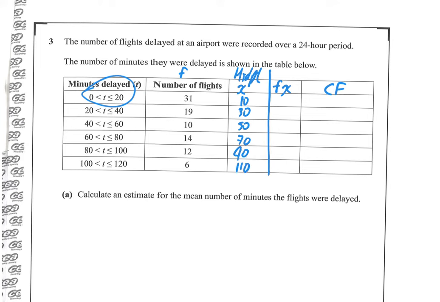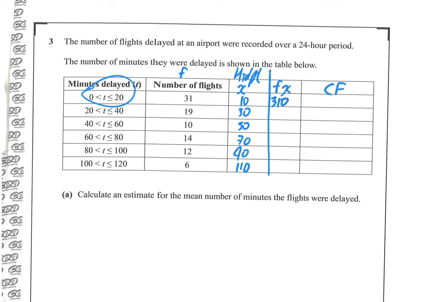To get the fx column, that's your f value times your x value, so 31 times 10, and just check all of those. Remember, it's a calculator exam. You're not getting any prizes for doing any tricky stuff in your heads.